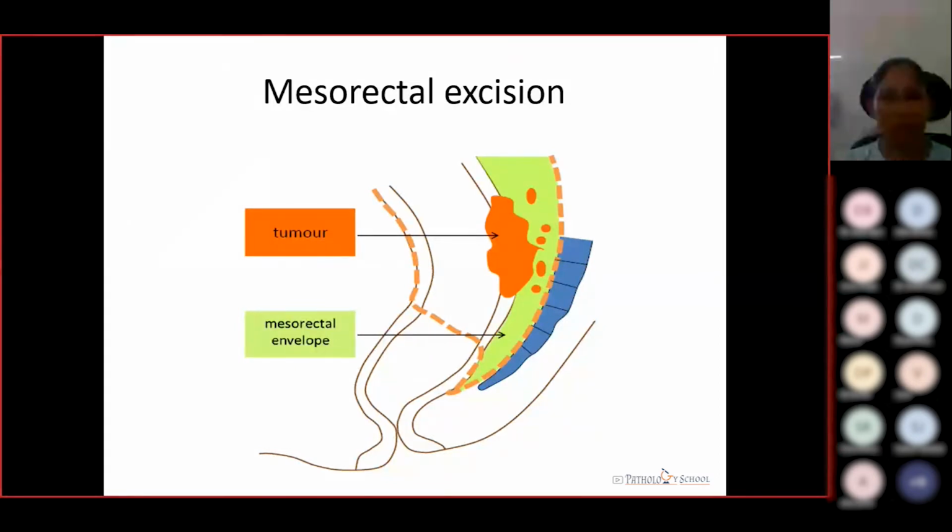So this is the schematic representation that I have made. Mesorectum is actually the non-visceral surface. So this is the visceral peritoneum, and this is the non-peritonealized area. The perirectal fat, perirectal connective tissue is excised in order to include most of the involved lymphatics, so that one gets a surgical clearance on this side. So again, it's a margin.